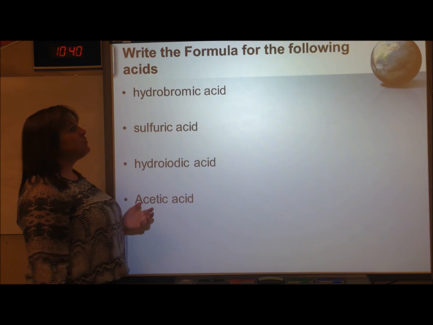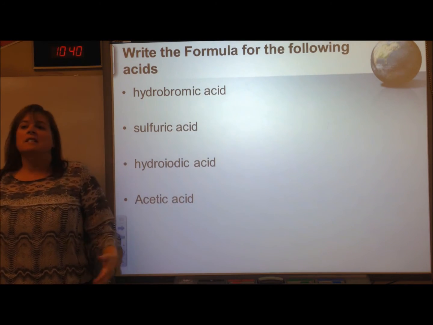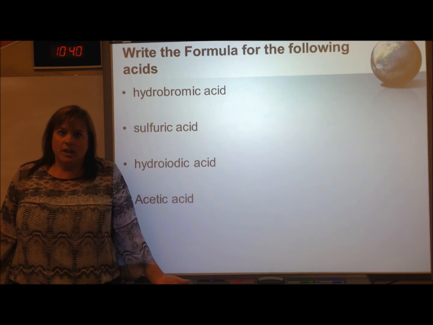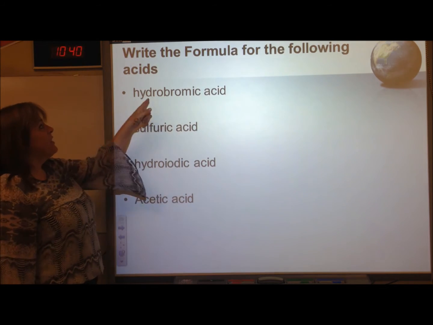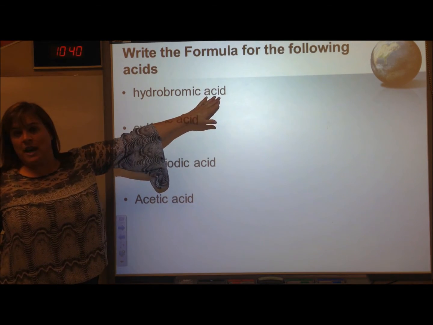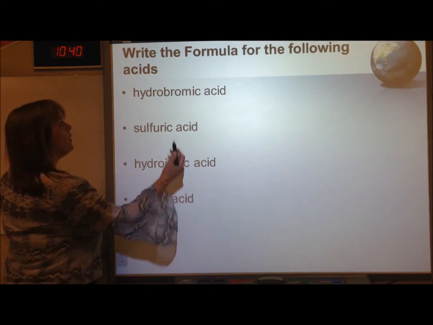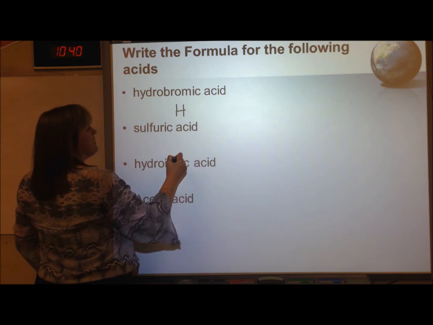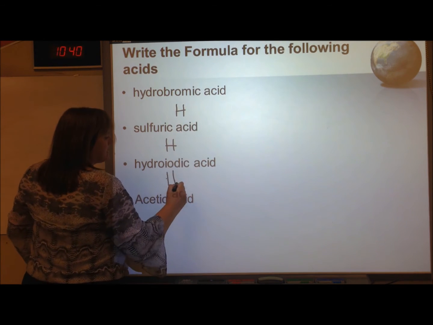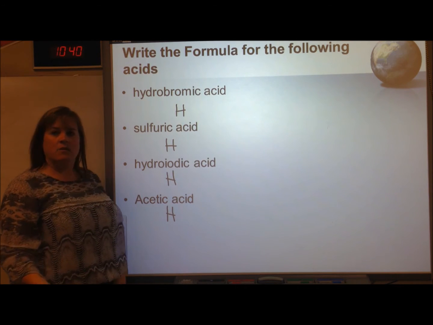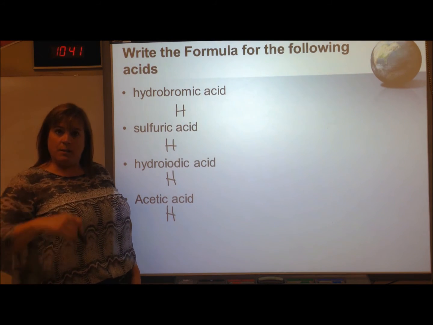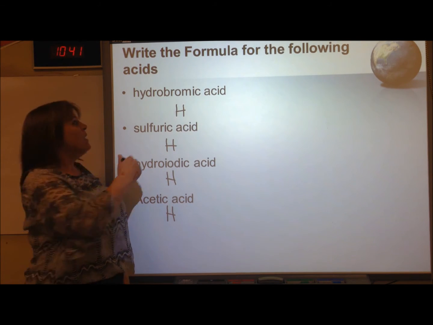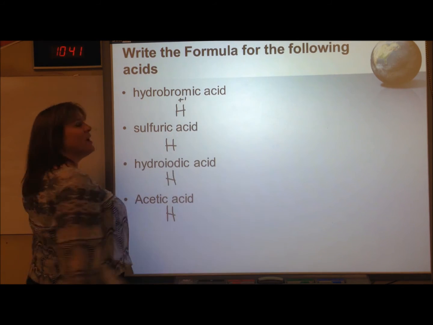All right, now let's write formulas. Writing formulas is kind of like what we did with ionic nomenclature. Really not much different. The only good thing is we know that all acids, when you see the word acid, think it starts with H. So we're going to write down H every time. All of these start with H. So when you see acid, write down H. And if you look at your periodic table, you see hydrogen in that first column, which means it's always +1.